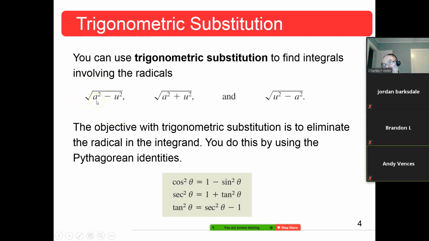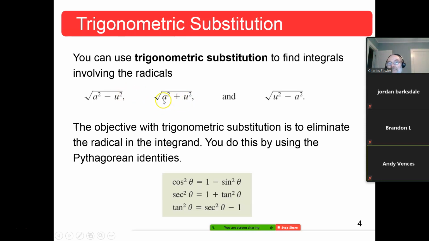The a takes the place of 1, and we'll deal with that. But the u here will be sine x, or sine theta. I like to use theta. So that's going to be your trig substitution here. Now notice the difference here. It's not let u equal something, it's let u equal sine something. So it's a little bit of a subtle difference there.